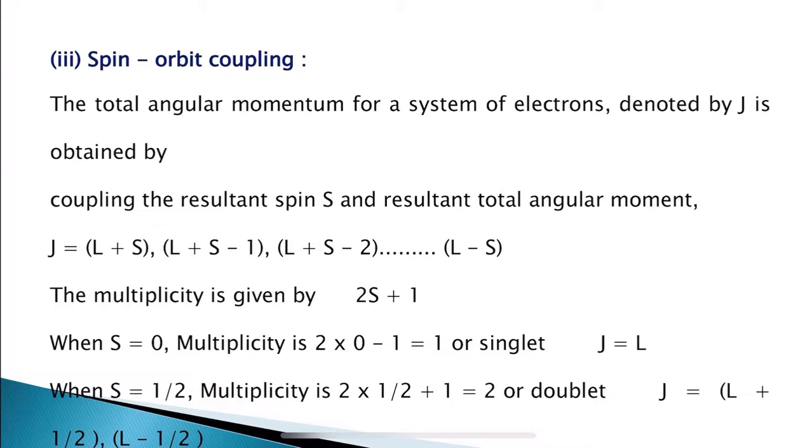I explained about spin-spin coupling and also orbit-orbit coupling, and in this session we are supposed to discuss spin-orbit coupling, in which coupling of spin and orbital angular momentum of the same electron occurs. The coupling between the spin of one electron and the orbital angular momentum of a different electron is negligible and hence ignored. This is what we studied in our last class.